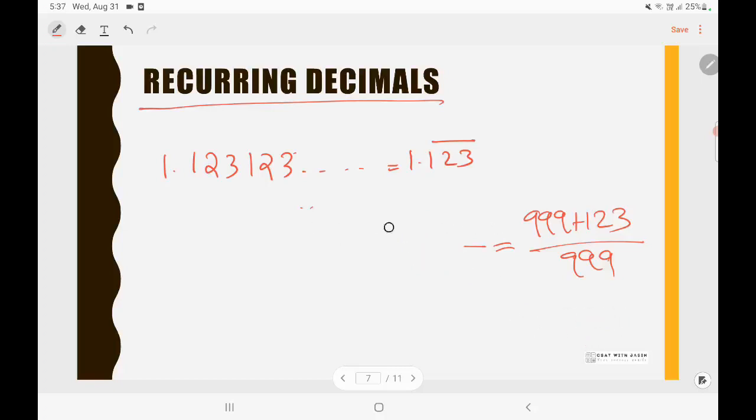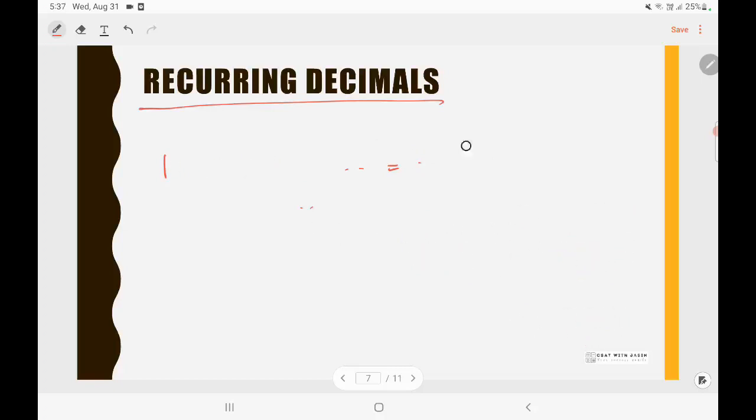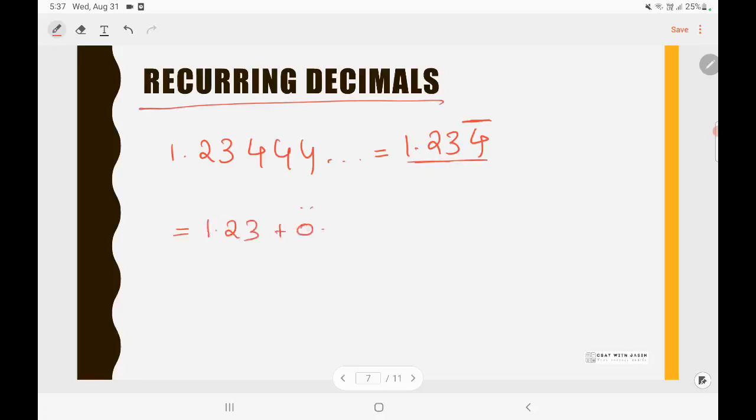Now there can be another kind of question here, like 1.23444. Here only 4 is repeating. That means this is 1.234 bar. Only 4 is repeating. So here what you need to do, first you need to split this like this. That is 1.23 plus 0.004 bar. Right. So whatever is repeating, you need to split it like this.